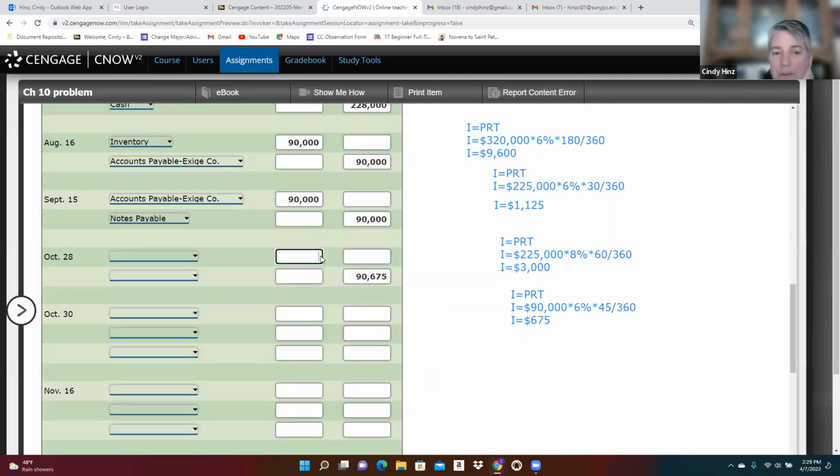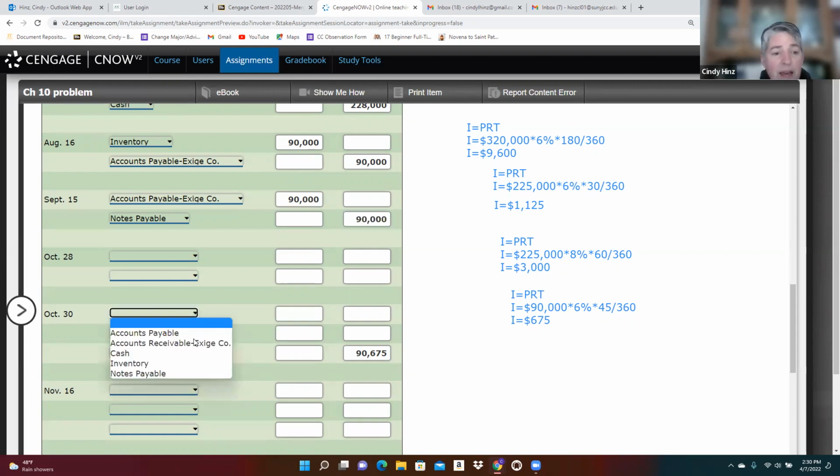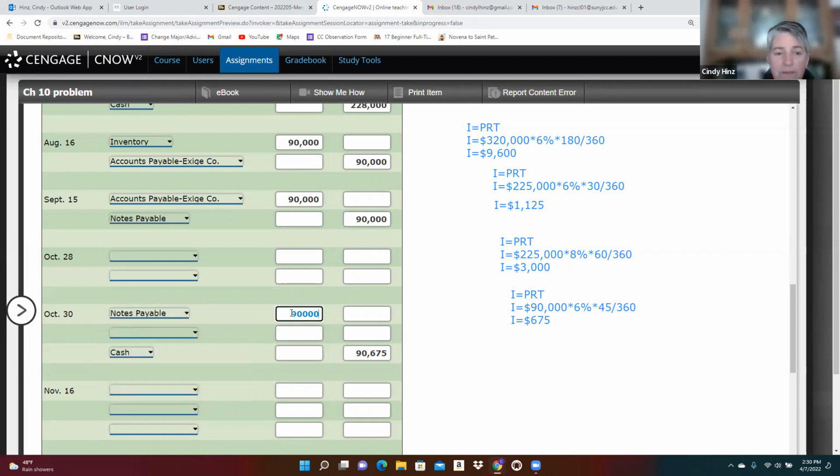Let me try this again. So the note was for $90,000. We're going to pay the $90,675. So I misread that. We're going to pay on October 30th is when that 45-day note was due. That makes more sense. So October 30th, we're going to pay this $90,000. We'll come back to the one on the 28th in a moment. So we're going to pay the $90,675. That is for the note. That's the face value. And then the interest. So I couldn't figure out why I only had 2 lines there.